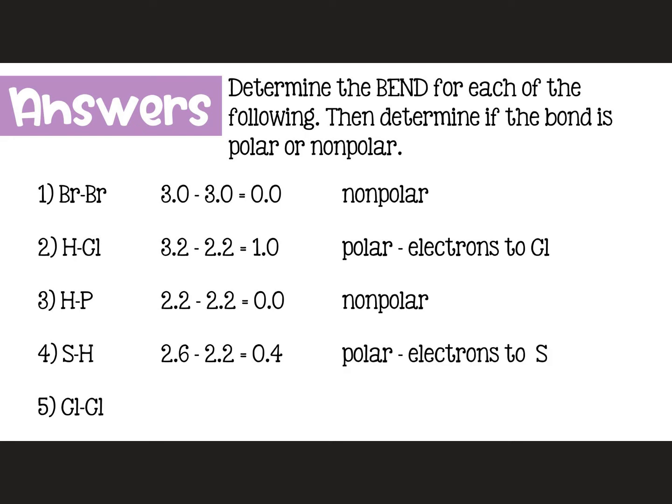That means that there is an electronegativity difference, and it points towards sulfur. So we have a polar molecule with sulfur being slightly negative and hydrogen being slightly positive. Finally, let's look at the chlorine molecule. Chlorine has an electronegativity of 3.2, so when you do 3.2 minus 3.2, you get a difference of 0, which is nonpolar.